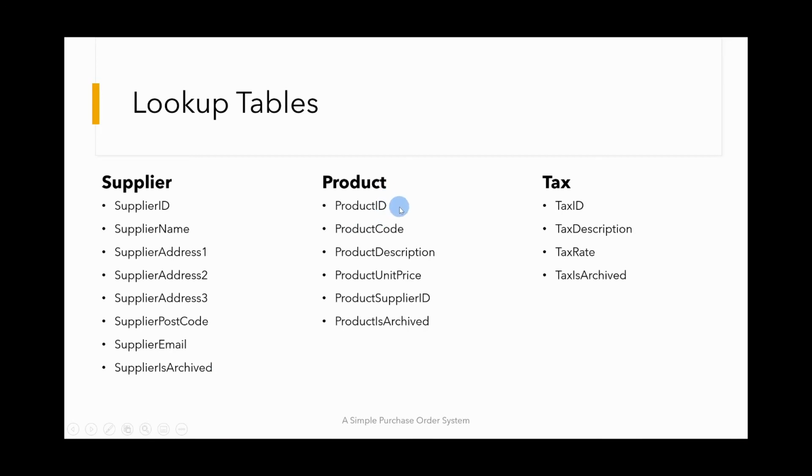Similarly for products, we'll have a product ID automatically generated by the system, a product code. Lots of companies have product codes that they use to describe their products, a description, a unit price, who supplied the product, and whether it's also archived. We'll also have tax ID, description, tax rate, and is archived. Now, I live in the UK and we have a tax called value added tax, but I'm just changing this in the project to tax, to present a more generalized version of what the system is going to need.